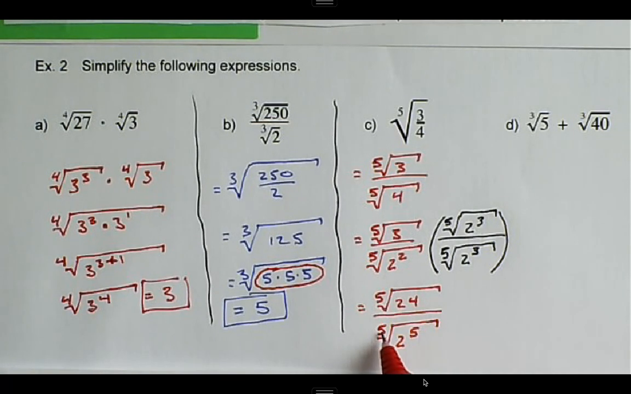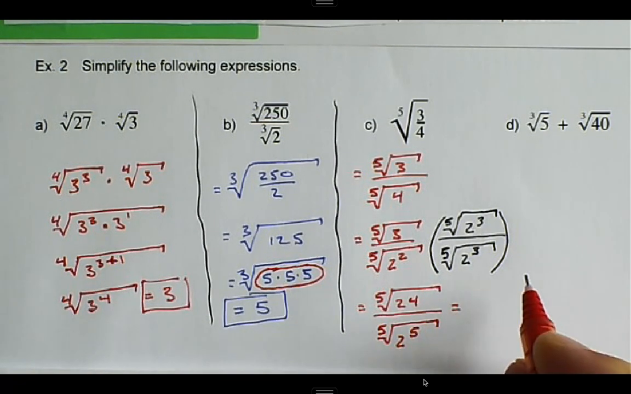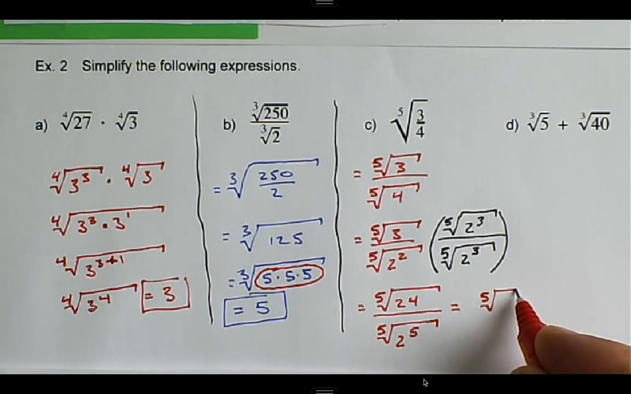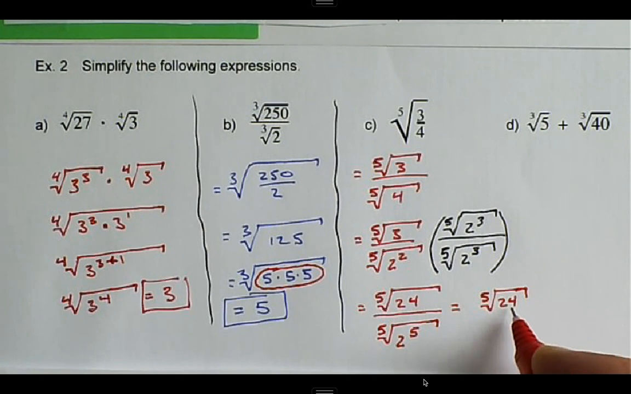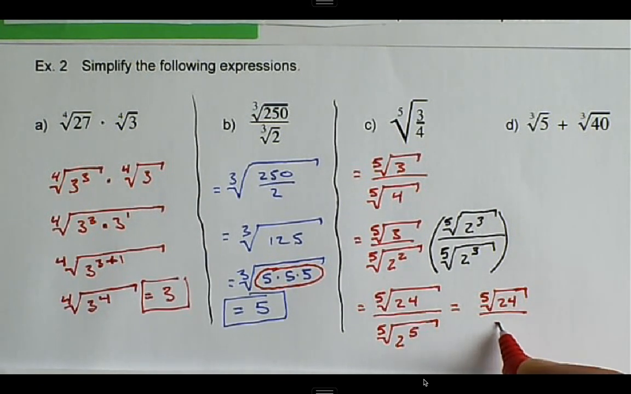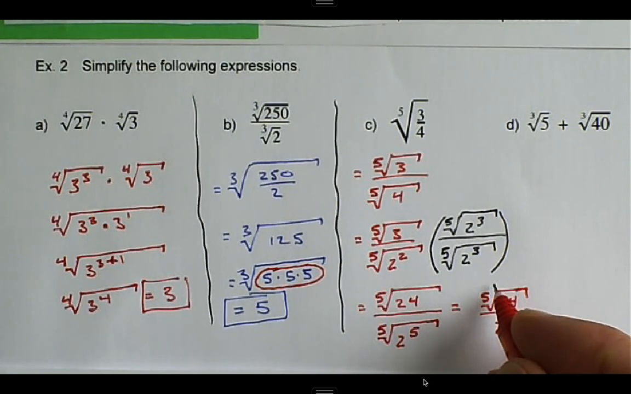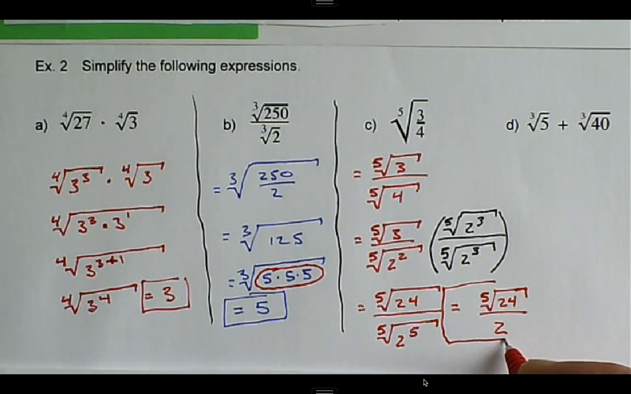And in this case, we have the same number on the radical. That is our exponent, so those cancel out. We can't reduce the numerator at all, so we get the fifth root of 24 divided by 2. And that is the solution. That's in the simplest form.